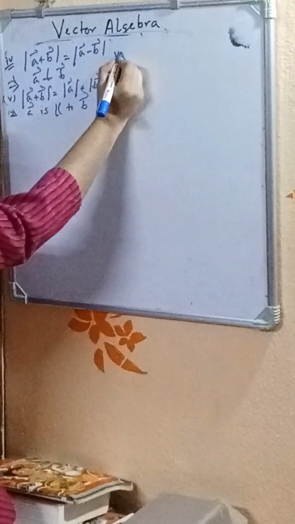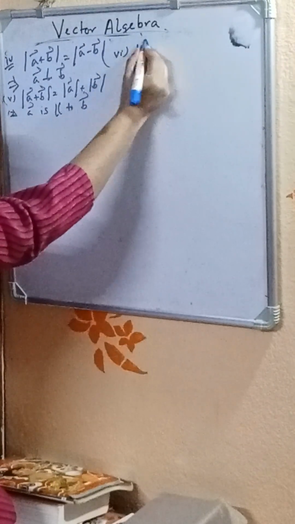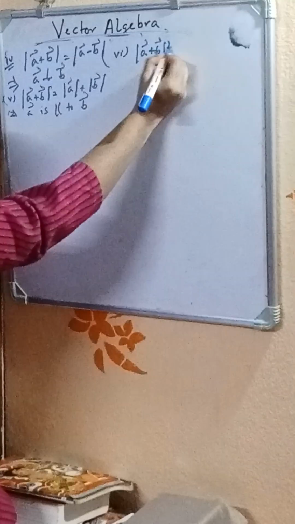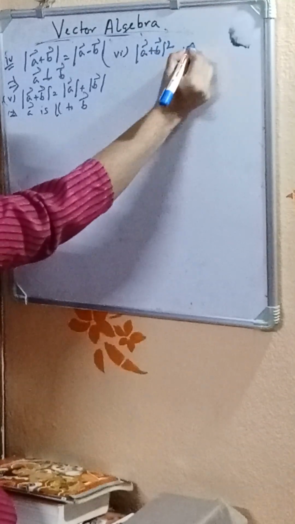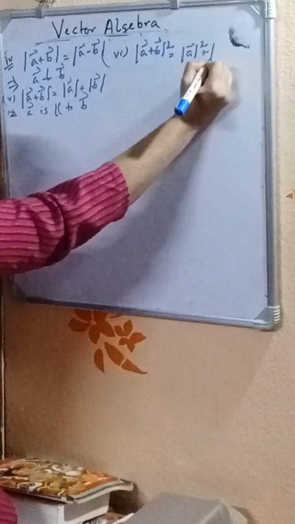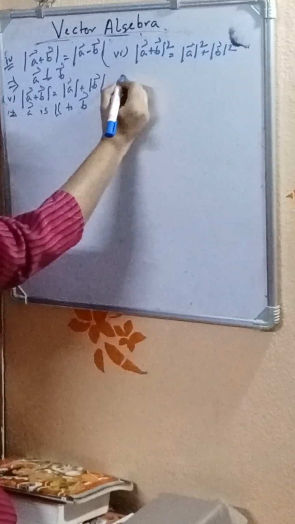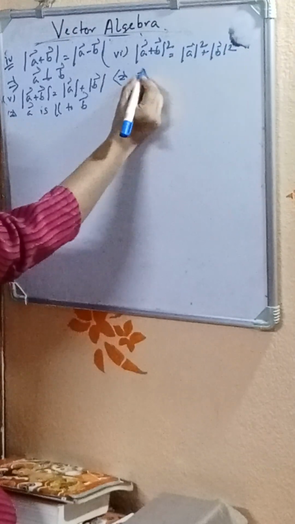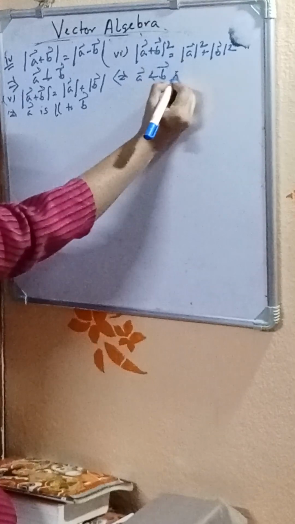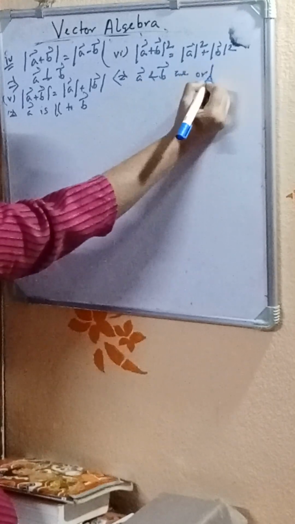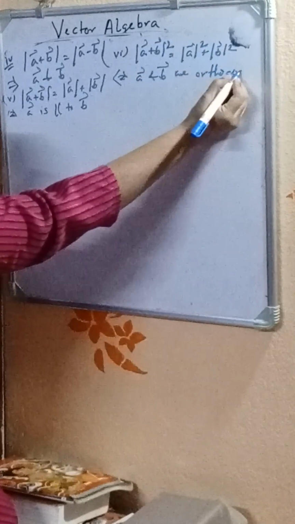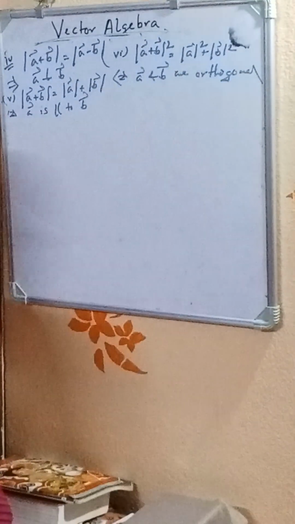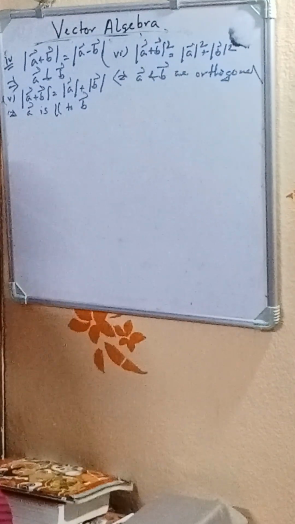And number 6: modulus of A vector plus B vector squared equals modulus of A vector squared plus modulus of B vector squared. This implies that A vector and B vector are orthogonal. Now the solution.